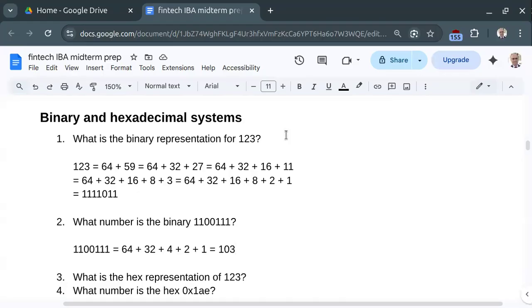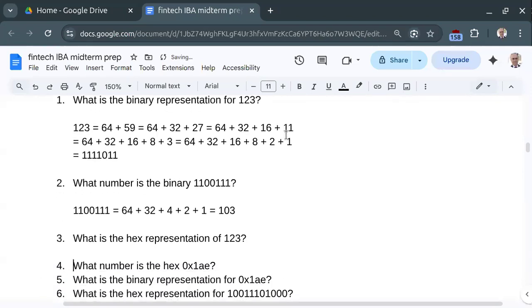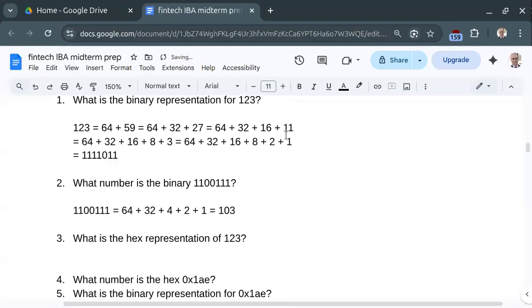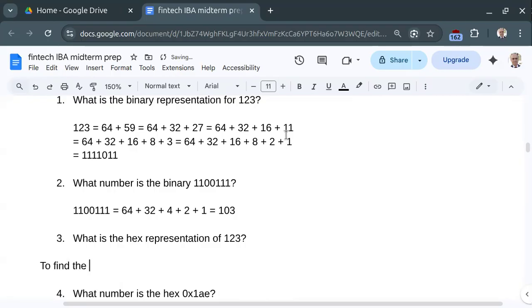Okay? That's how we go from the binary to the decimal, to the number which we as humans usually think about. The next type of problem is basically to find the hexadecimal representation of a number. So you're given 123 again, and you are asked to find the hexadecimal representation. Now, the first thing would be to do it in binary first, to find the hex representation.